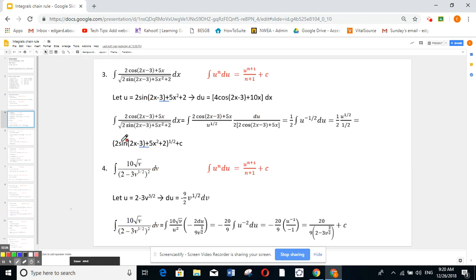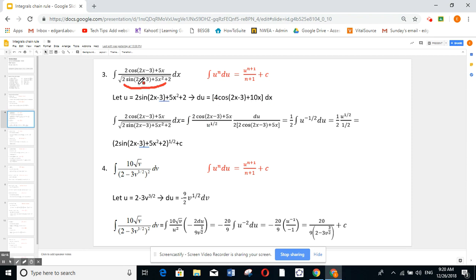More examples. Here I have this big expression. Don't be afraid of this expression because it's very simple. I cannot pick the u up top because I cannot cancel the square root down below. So I need to pick something such that if I take the derivative, I cancel the rest. So I'm going to take the u to be inside the square root, not the square root itself. So if I pick u to be 2 sine(2x minus 3) plus 5x squared plus 2, and I derive it, since it's of the form sine u, it will be 4 cosine(2x minus 3) plus 10x, and don't forget to put dx.